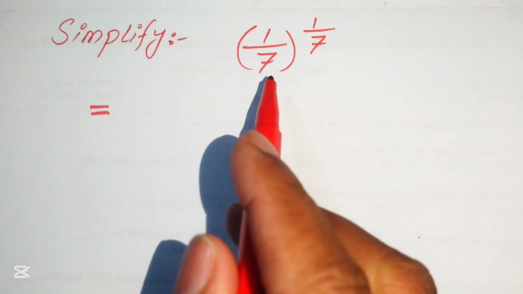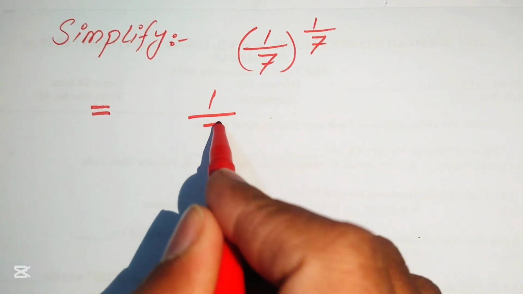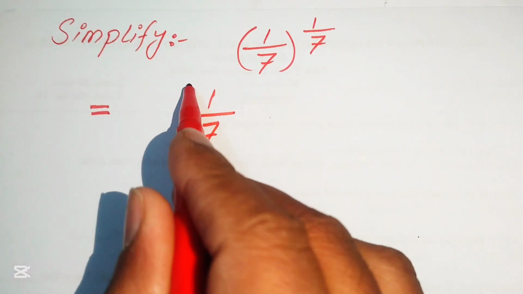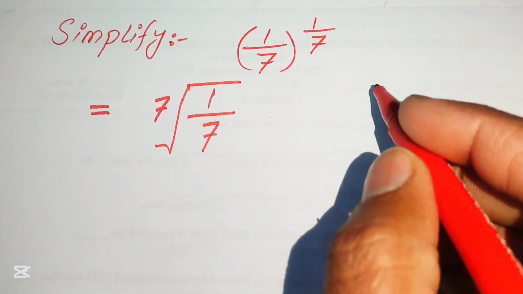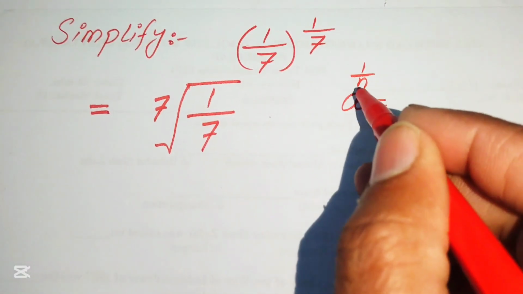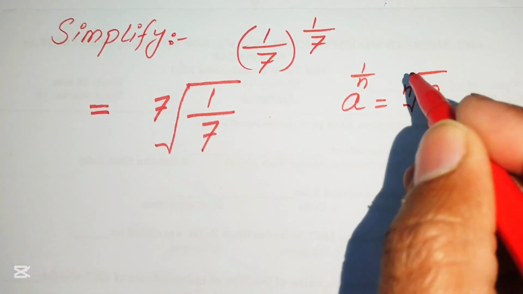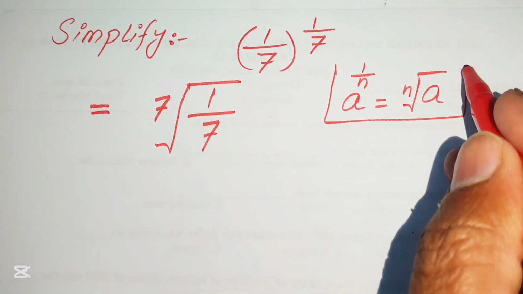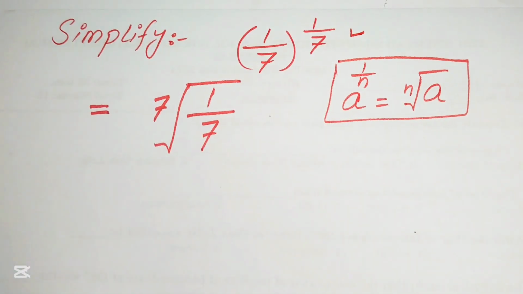Here we write this into the radical form in this way: 1 over 7 and its 7th root. Here we know that if you have a to the power of 1 over n, we write this into the radical form in this way: nth root of a. So according to this radical law, we write this exponential expression into the radical form.